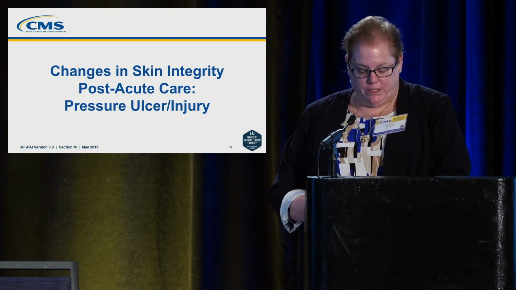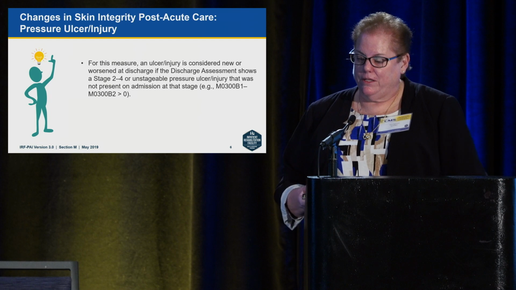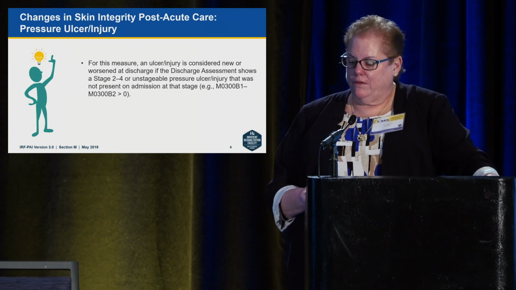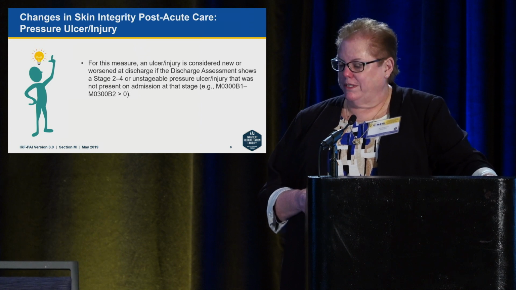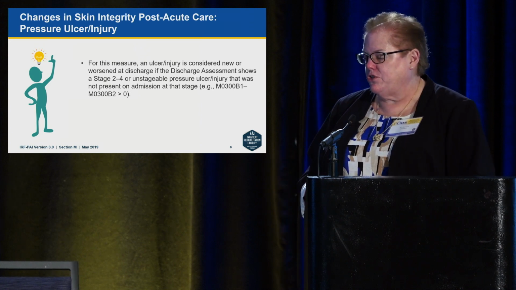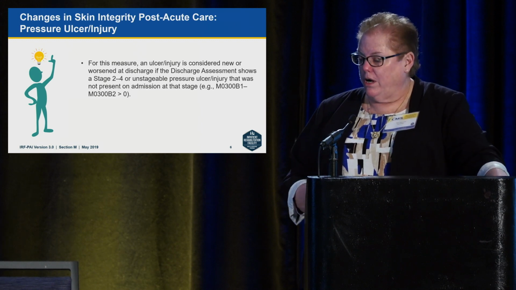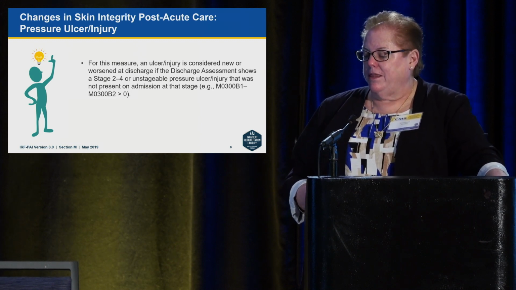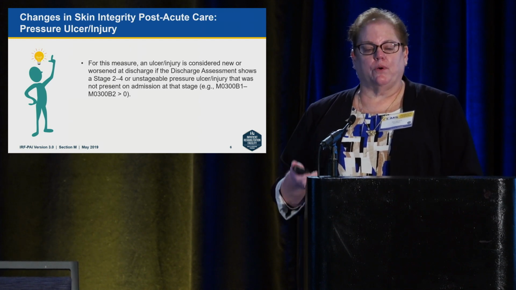So changes in skin integrity, post-acute care, and the pressure ulcer. So here we are. For this measure, an ulcer or injury is considered new or worsened at discharge if the discharge assessment shows a stage 2 through 4 or unstageable pressure ulcer injury that was not present on admission at the same stage. So this is an important definition.